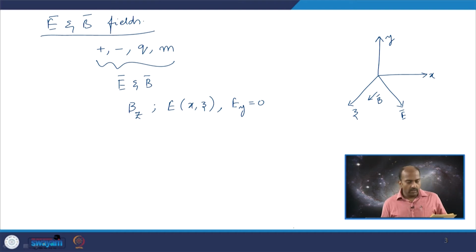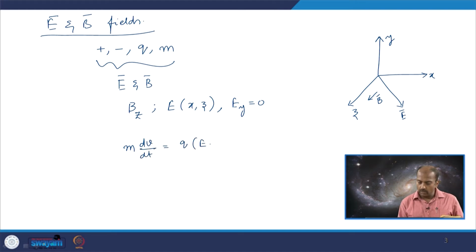Now, as you see, the z component of the velocity is unrelated to the transverse component and can be treated separately, right. Then the equation of motion, how do you write the equation of motion? We will write simply the equation of motion as m dv by dt is q times E plus v cross B. What do we have here?